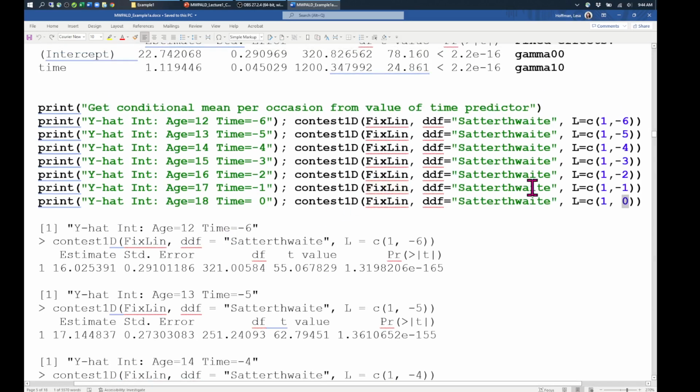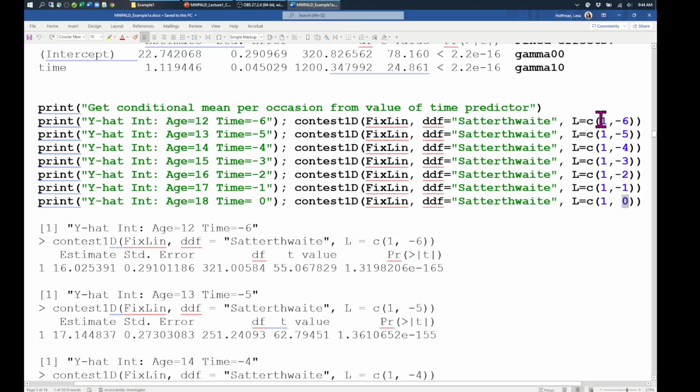Does that make sense? Have you seen these sorts of statements before? I didn't learn about these until I was on the tenure track, and I really wished I would have seen them before. But you can make it do math on your fixed effects to get any kind of predicted value or any other kind of linear combination of your fixed effects. This is just one instance of it.